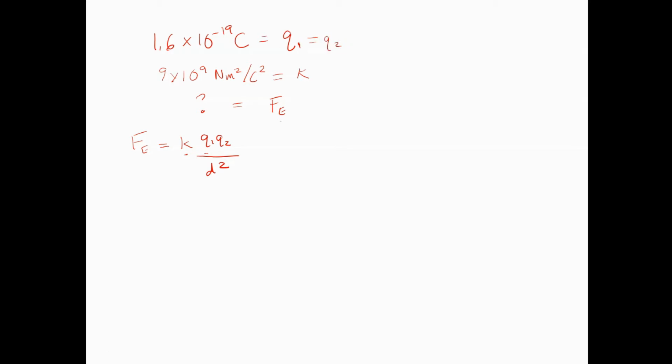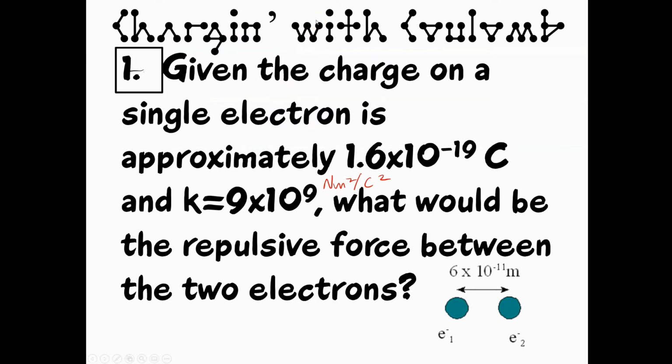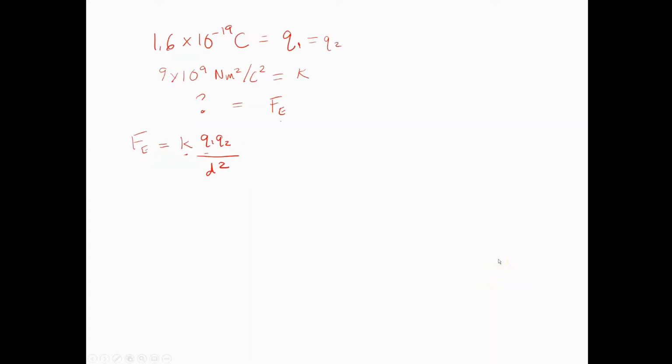All right, and distance. Oh, we don't have the distance. We do have the distance. Always look at the pictures. Right here's the distance: 6 times 10 to the negative 11 meters. So we are given the distance. That's part of our knowns as well. That 6 times 10 to the negative 11 meters is the distance.